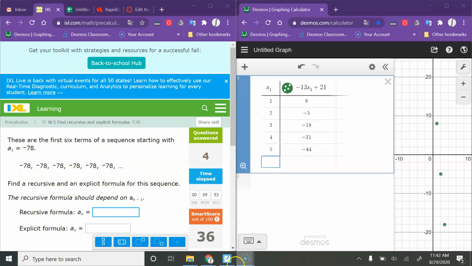Alright, I've skipped a few ahead. Here's one that's a little bit different here. You've got negative 78, negative 78, negative 78, negative 78. So this is just constant, always the same number.